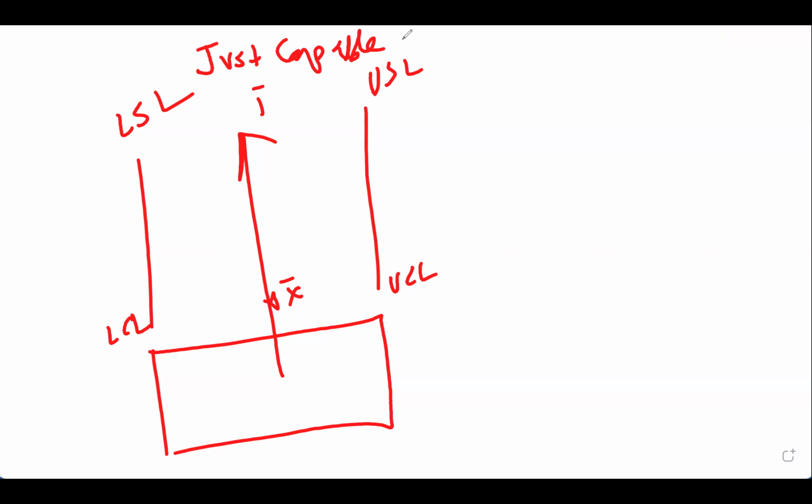So now, what will be this distance? Can somebody tell me? 3 sigma. Oh, very good. You are very sharp. What about this distance? 3 sigma.